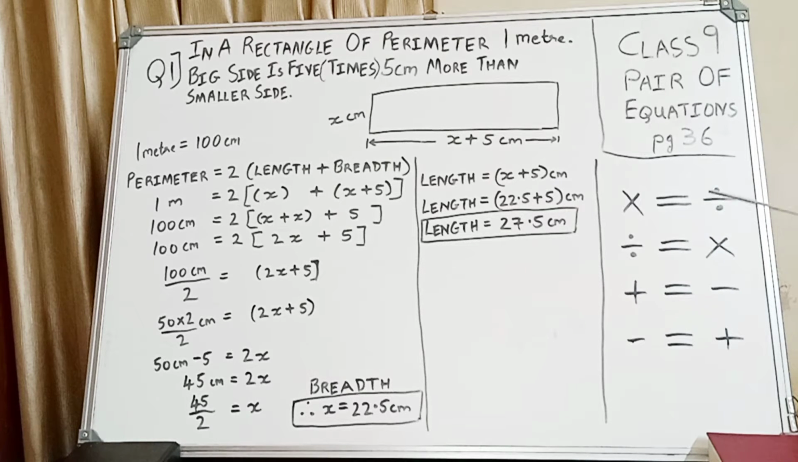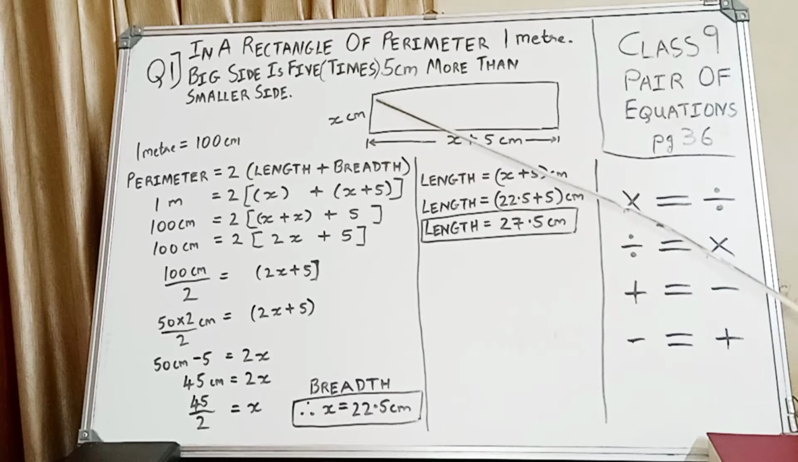Okay, so page number 36, first question. In a triangle of perimeter 1 meter, you should know that this 1 meter is equal to 100 centimeter. The bigger side is 5 centimeter more than the smaller side. So the bigger side would be 5 more than the smaller side.